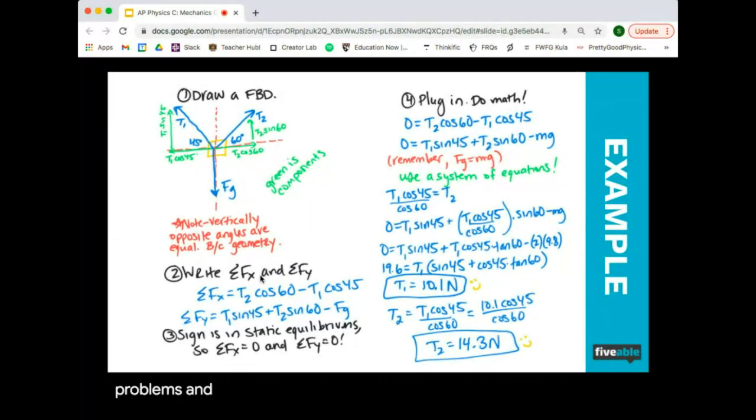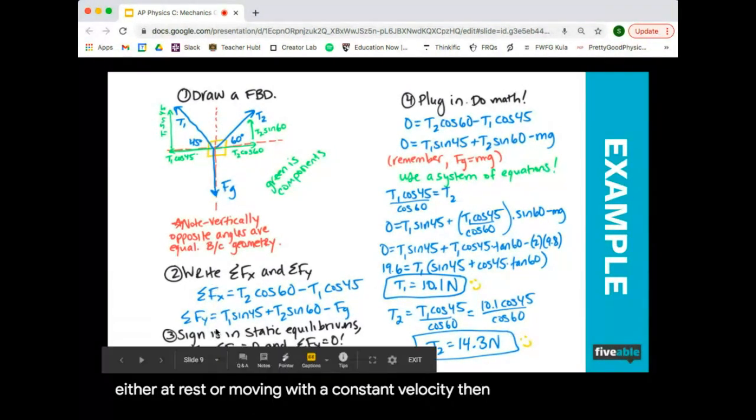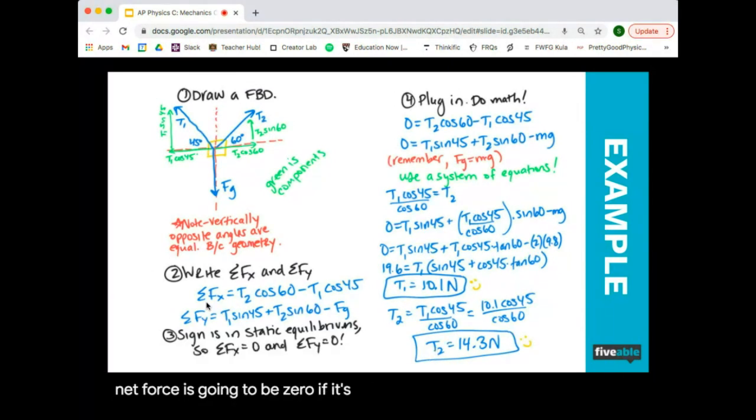And now we have to think about what's going on with that net force. Is it in equilibrium or not? If it's in equilibrium, which again is either at rest or moving with a constant velocity, then we know that our net force is going to be 0. If it's not, we'll talk about that later, and we're going to plug in something else. But for now, we're plugging in 0 because we know the sign isn't moving.